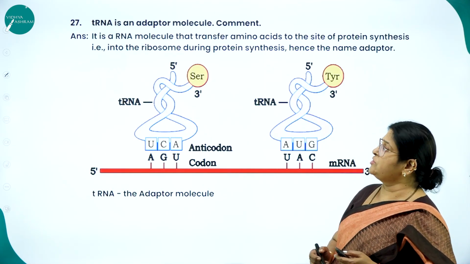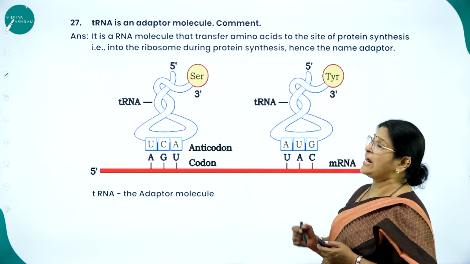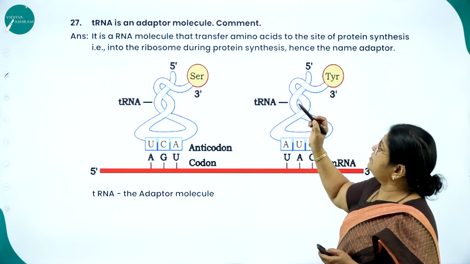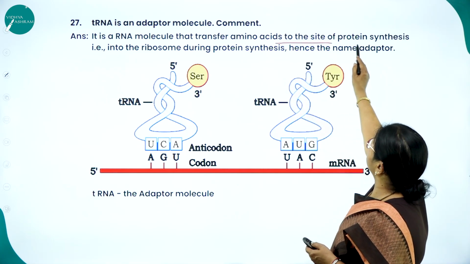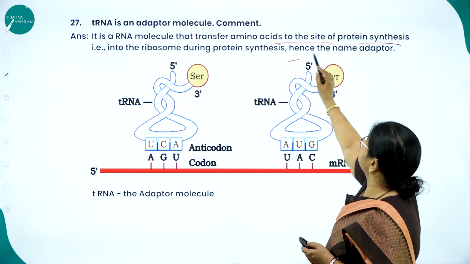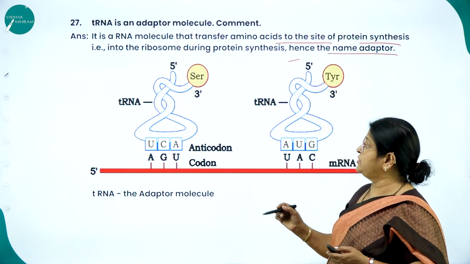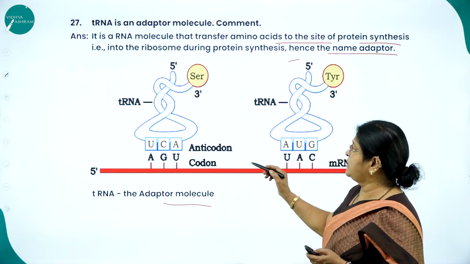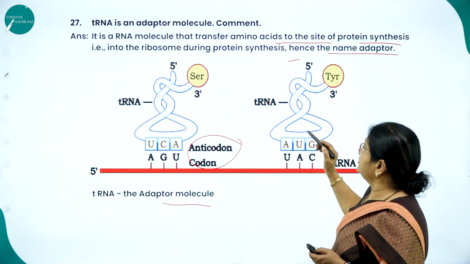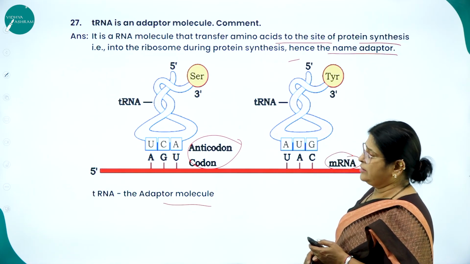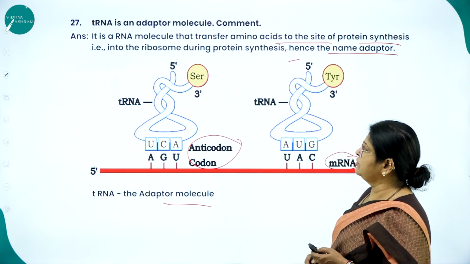Moving on to the next question, 27th question. tRNA is an adapter molecule. Comment. This is asked for a 2-mark question. It is an RNA molecule that transfers amino acids to the site of protein synthesis, that is into the ribosome, during protein synthesis, hence the name adapter. So, this is the structure of the adapter molecule, tRNA, having an anticodon loop. Here you can see the amino acid binding loop. So, this is the adapter molecule.